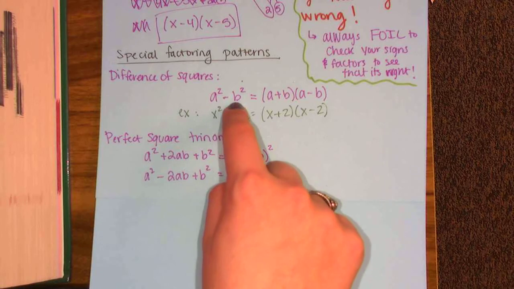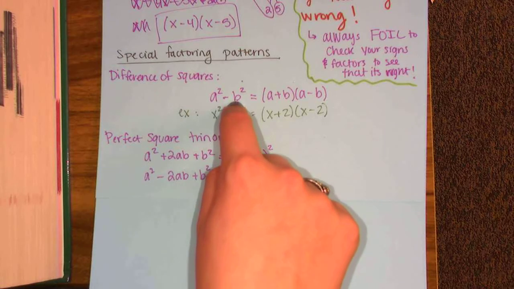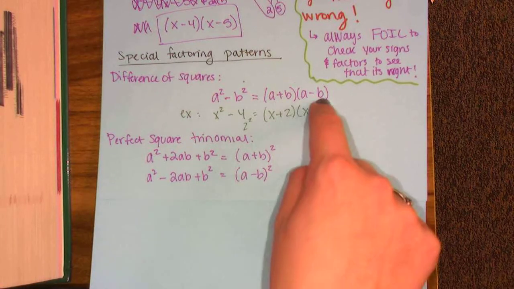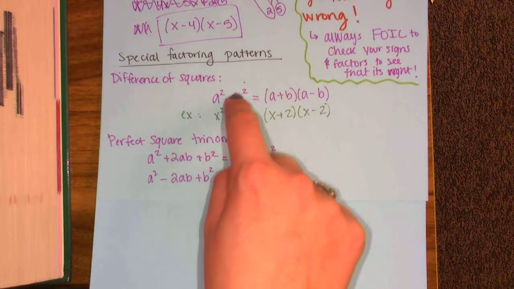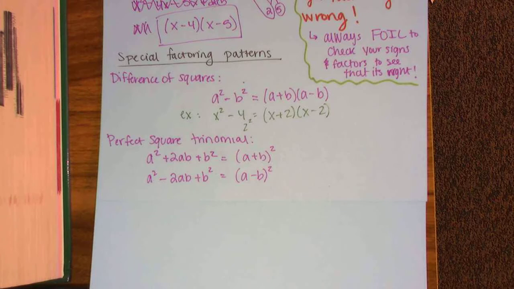A lot of people will think, oh, this says 4, so I'm going to write 4 in both places. But if it's 4, it would actually be 2 squared. Okay, so that's just something to keep in mind that I know can be a cause for error.